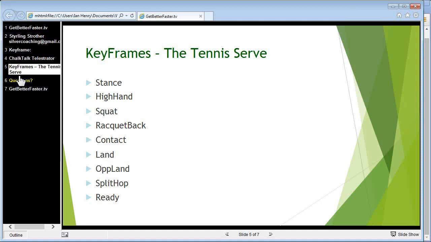Absolutely. Okay, so Dave, question: why not include keyframes to include the weight transfer, front foot, back foot, then forward, before contact? Also, how do you handle the differences in technique, like putting your feet together before contact?